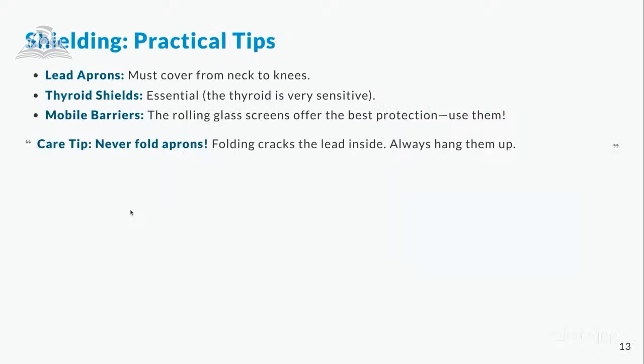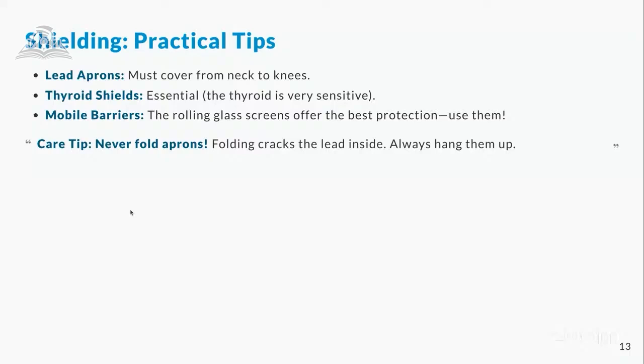So some shielding tips. Lead aprons must cover from neck to knee. If it's too short for you, you need a longer lead apron. If it's too long, you are carrying lots of weight and that would affect you in other ways. And it's not very ergonomic, so you need to find a lead apron that fits you, but it's not too heavy. Thyroid shields are essential because the thyroid is very sensitive to radiation.